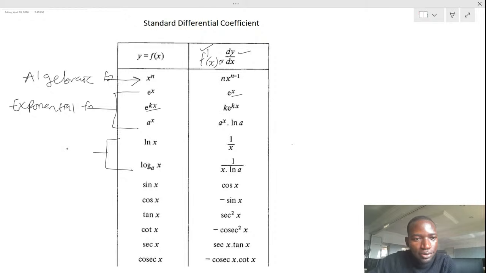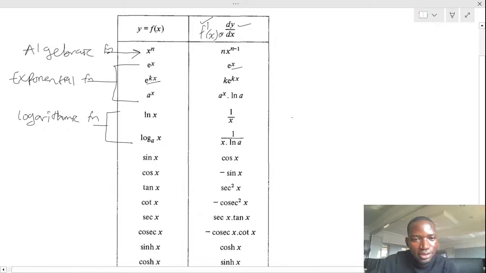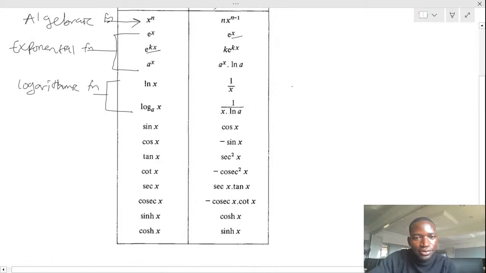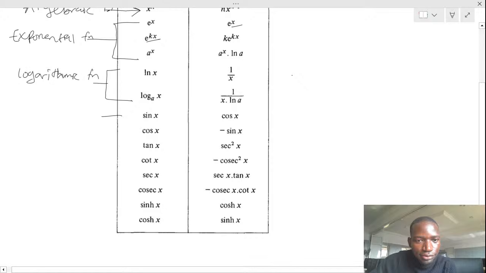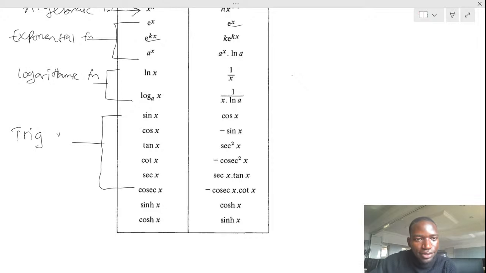And this is also logarithmic differentiation. So if you have a logarithmic function, we call it natural logarithm. That's ln x. Either you call it ln x or you call it log. Then the rest are trigonometric functions. From here down to here, we call it trigonometric functions. Then this is hyperbolic functions. So whenever you differentiate sine x, you are going to have cos x. Whenever you differentiate cos x, you will have minus sine x.